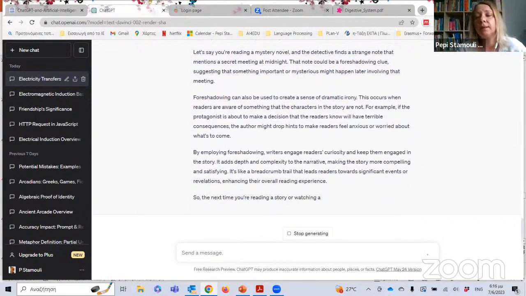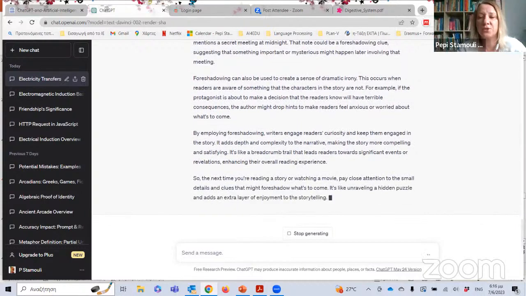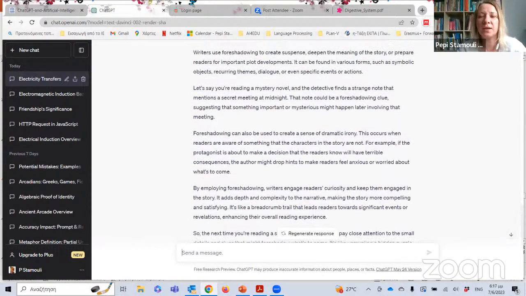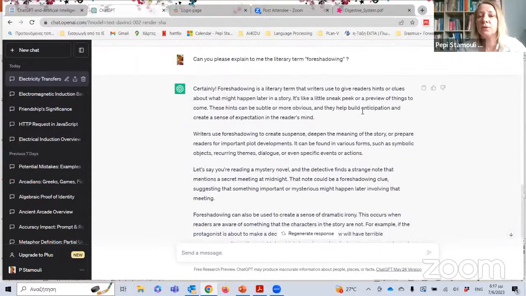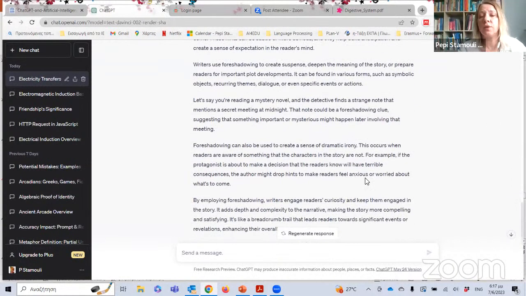So we have a complete introduction to the term foreshadowing, as you may see, with an introduction, its use, some examples, where we find it, and what its effect is, and a conclusion. This is the standard response of AI in this kind of question, which has the structure of a small essay, let's say.